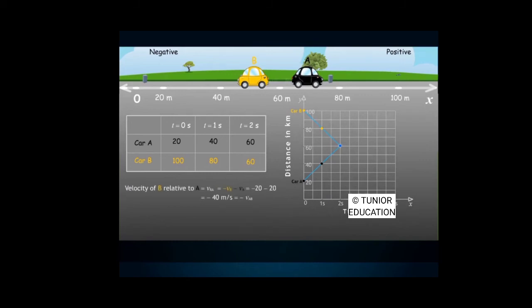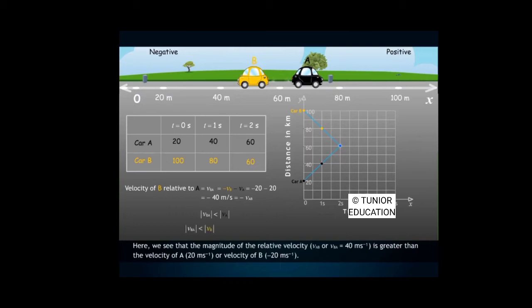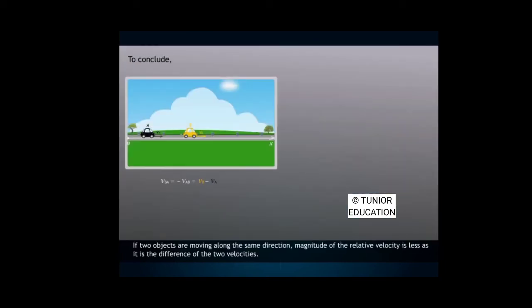Velocity of B relative to A, VBA, equals VB minus VA equals minus 20 minus 20, equals minus 40 meters per second, equals minus VAB. Here we see that the magnitude of the relative velocity VAB or VBA equals 40 meters per second, which is greater than the velocity of A, 20 meters per second, or velocity of B, minus 20 meters per second. To conclude, if two objects are moving along the same direction, the magnitude of the relative velocity is less, as it is the difference of the two velocities.